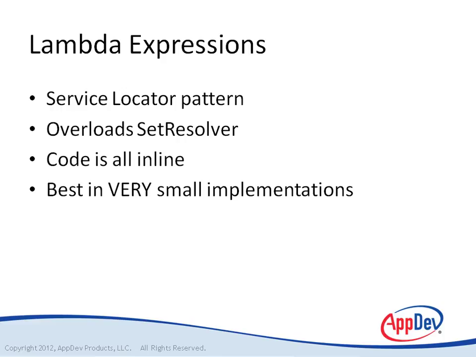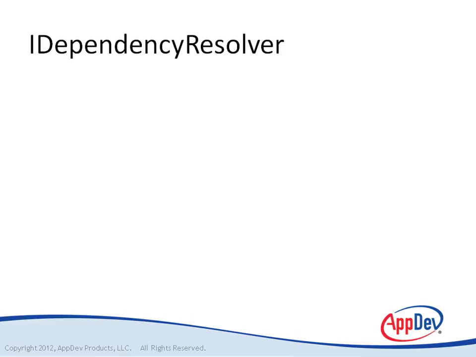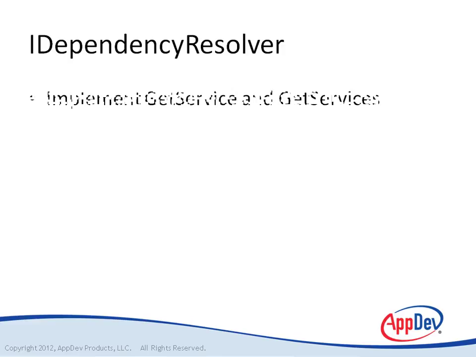The next way we're going to look at for resolving dependencies is to implement IDependencyResolver. The Web API recognizes the methods that are defined by this interface. These methods are GetService and GetServices. GetService is used when there is only one available implementation for an abstraction. GetServices is when there are several possible implementations of an abstraction.